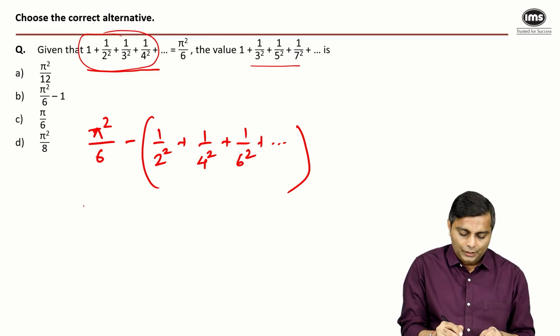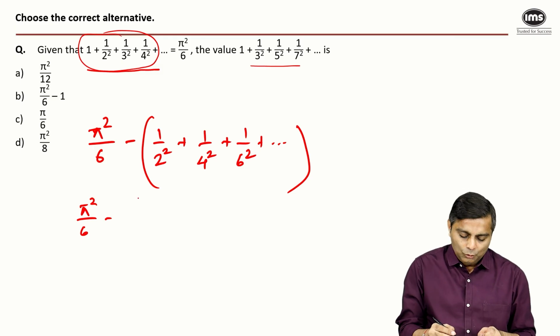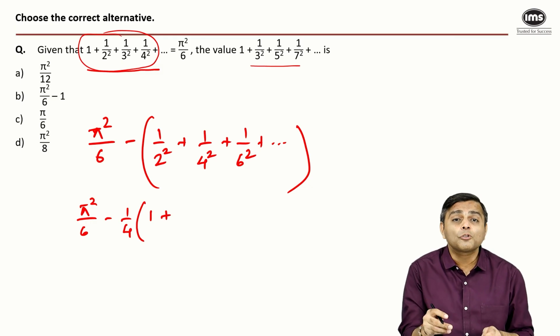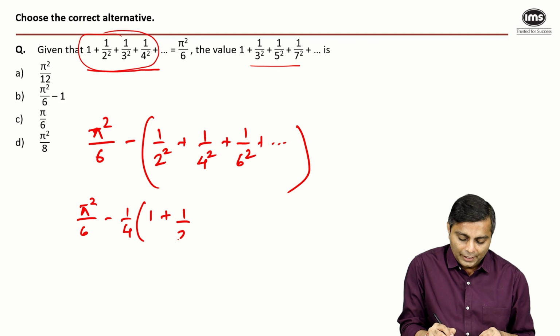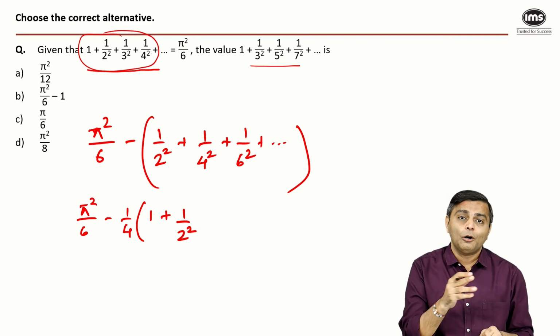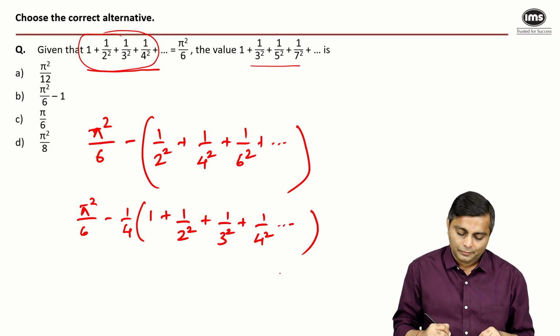Now from the even terms, let's keep pi square by 6 as it is for now. We can take 1 by 2 square common. So 1 by 4 comes out, and what I am left with is 1 by 1 square. From 4 square, if I take 2 square outside, what I am left with is 2 square, so 1 by 2 square. From 6 square, if I take 2 square outside, what I am left with is 3 square, so 1 by 3 square. What will be the next term? 4 square, and so on.